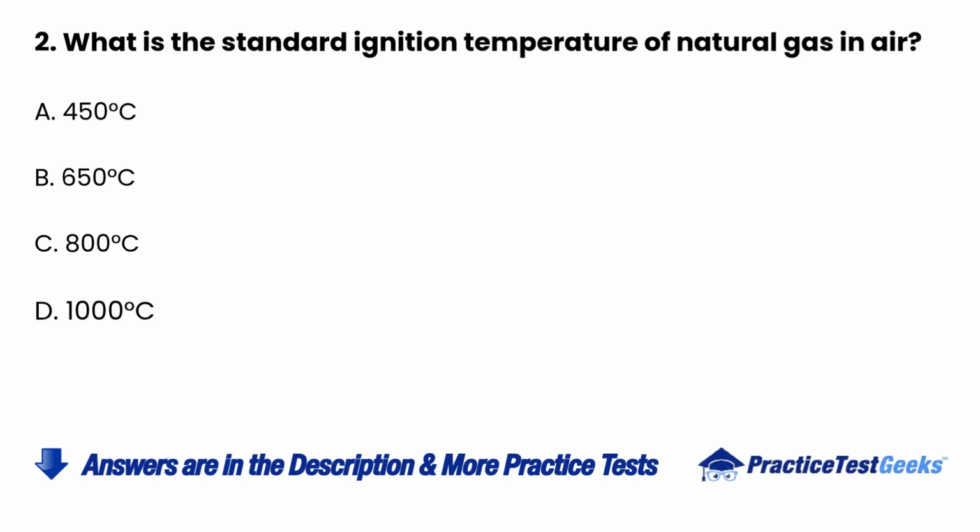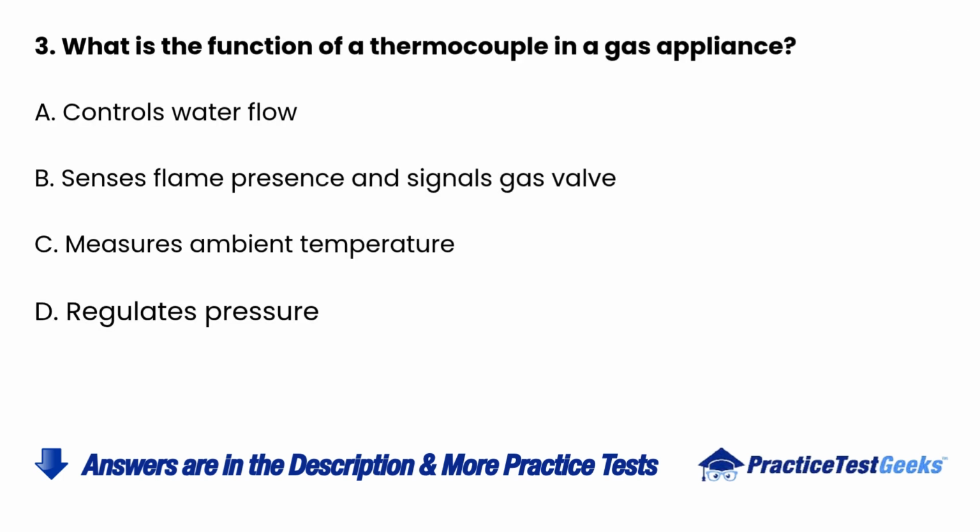A. 450 degrees Celsius. B. 650 degrees Celsius. C. 800 degrees Celsius. D. 1000 degrees Celsius. 3. What is the function of a thermocouple in a gas appliance?